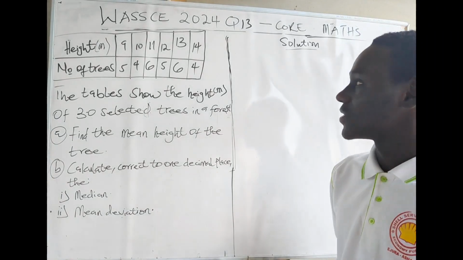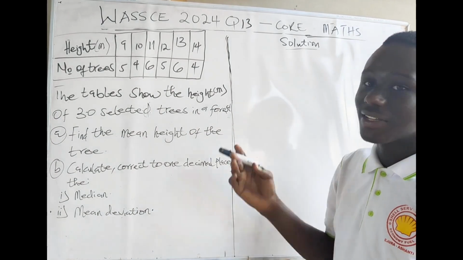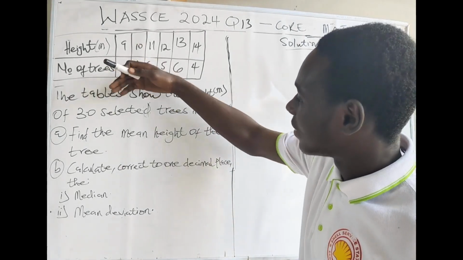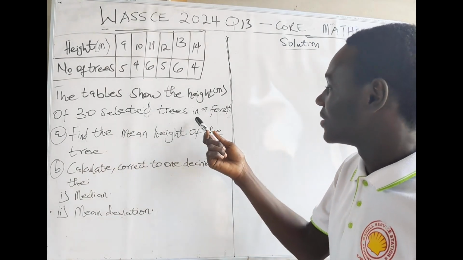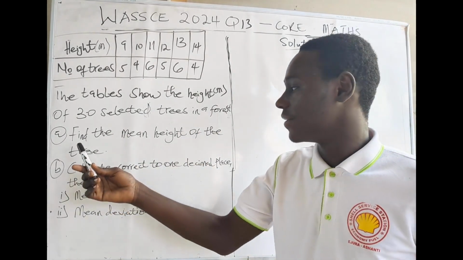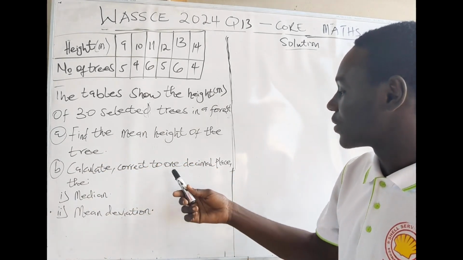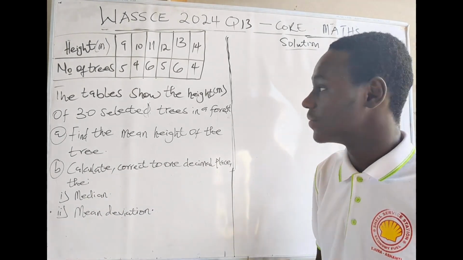Please, let's consider this question on statistics. WASSCE 2024, question 13 on commerce. It says, the table shows the height, m, of 30 selected trees in a forest. A, find the mean height of the trees. B, calculate, correct to one decimal place, the I, median, II, mean deviation.